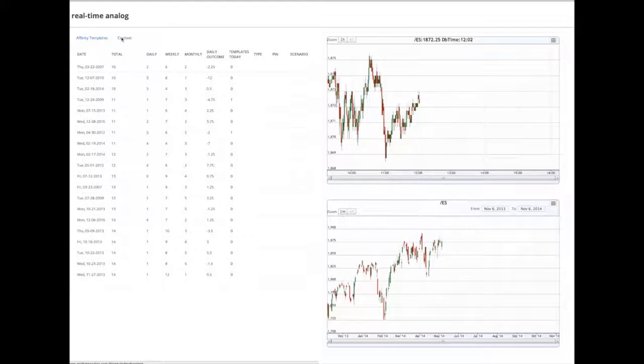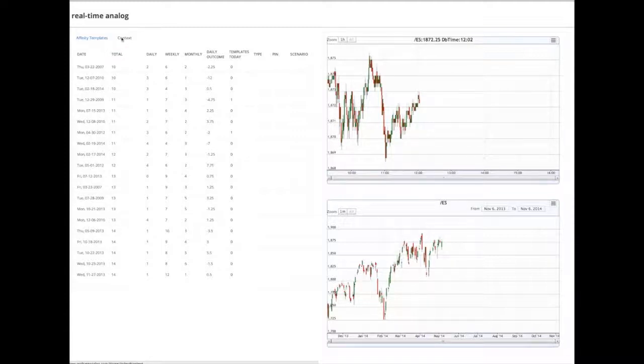In fact, real-time analog takes a snapshot for each of the 3 long-term context affinity templates, the daily, weekly, and monthly for today's date, and analyzes it against similar snapshots that exist for every day in the historical database. The result is the report you're seeing. Lambdas that each template generated are visible here on top. Dates are initially sorted by the total sum of daily, weekly, and monthly lambda.